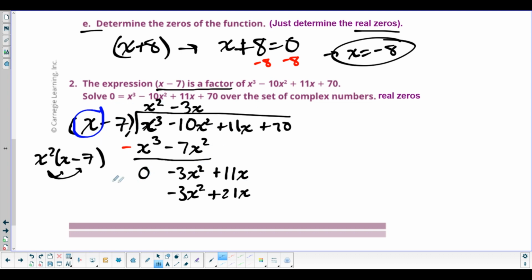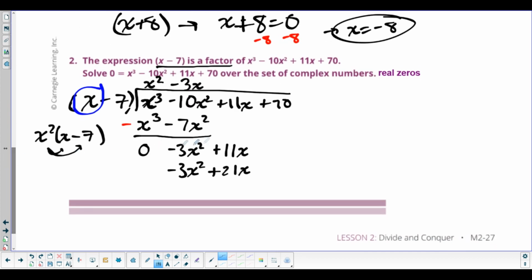-3 times -7 is 21. X times 1 is x. Okay, so now we take this and we subtract. We subtract. Okay. -3x squared minus -3x squared is nothing, 0. But then you end up with 11x minus 21x, which is -10x. Right? 11 minus 21.